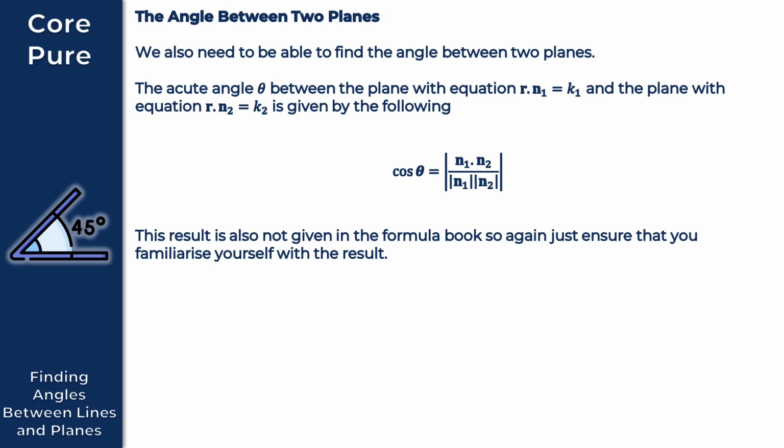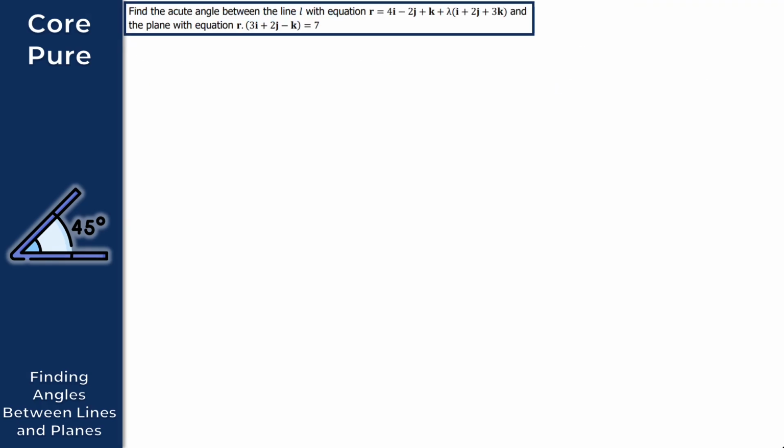So there we have it. That concludes our introduction here. So all we're going to do now is take a look at two examples here for finding angles between lines and planes. So let's get started here then with question 1.